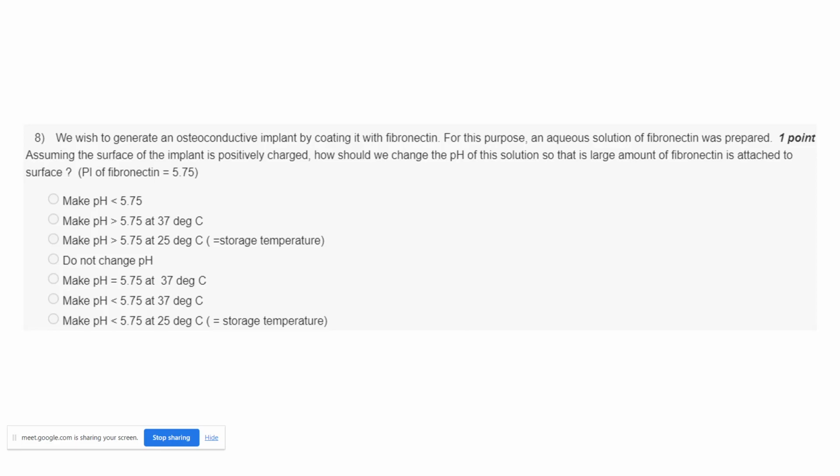Next question. We wish to generate an osteoconductive implant by coating it with fibronectin. For this purpose, an aqueous solution of fibronectin was prepared. Assuming the surface of the implant is positively charged, how should we change the pH of the solution so that a large amount of fibronectin is attached to the surface? Your options are: make pH less than 5.75, pH greater than 5.75 at 37, greater than 5.75 at 25, do not change pH, pH equal to 5.75 at 37, pH less than 5.75 at 37, pH less than 5.75 at 25 degrees.